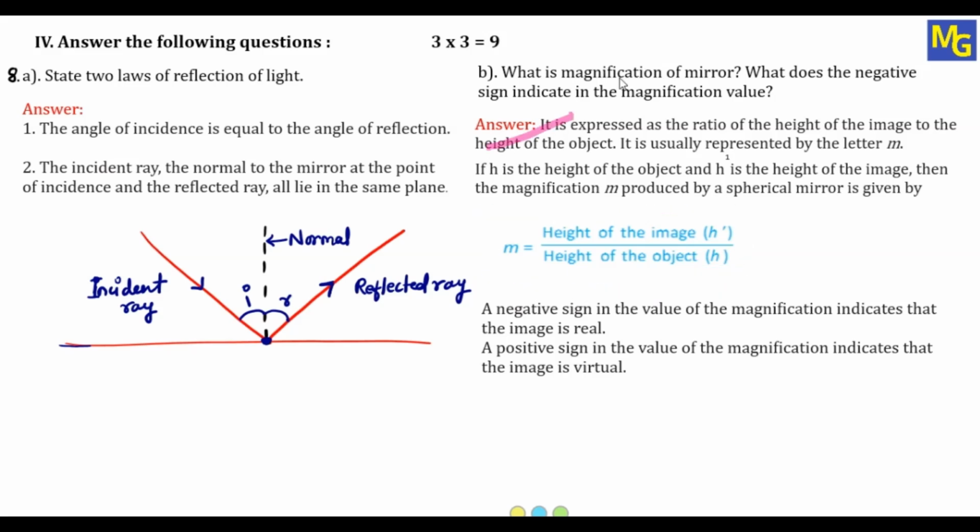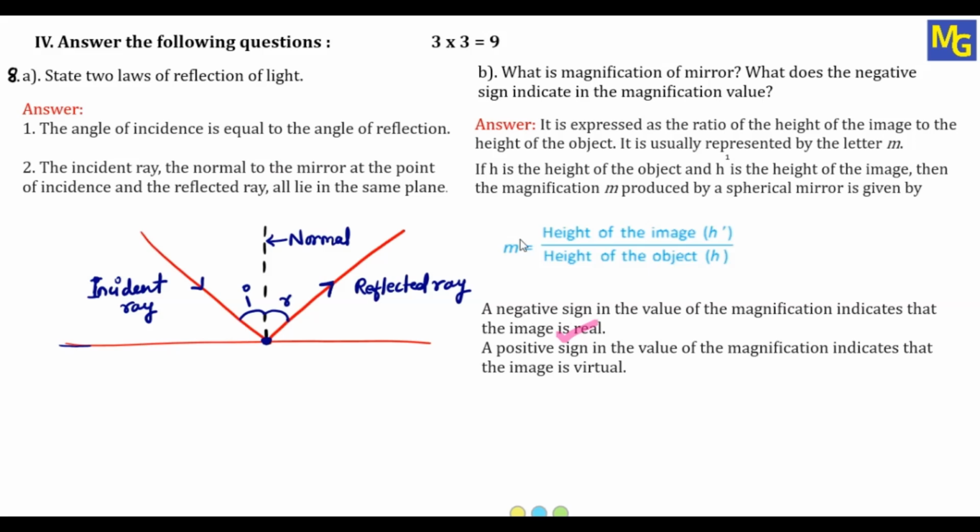Now this question has one more part. What does the negative sign indicate? So this m value, whatever we get, may be positive or negative. If the value is negative, then it indicates that the image is real, which is very, very important. You have to remember this, because this will help you sometimes in numericals and problem solving. Sometimes it will be asked: after finding out the magnification, depending on the magnification sign, you have to tell whether the image is real or virtual or which type of mirror is used. So these types of questions will come. So this will be the hint to remember.